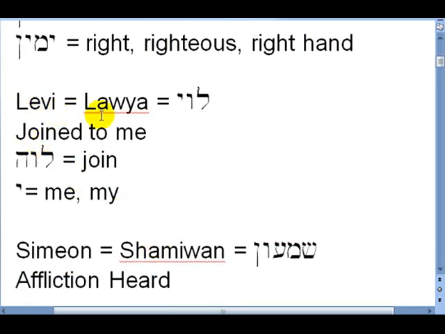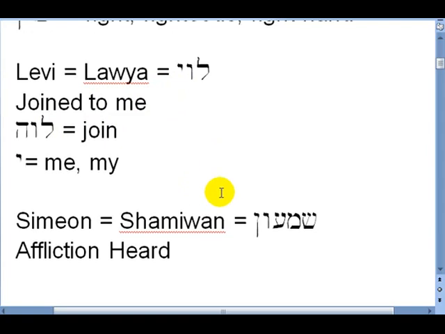Alright, Levi, Law Yah, join to me. Lawa is the way you say join, Lawa. And then the Yah at the end of a word is me or my. So when you join it together, the Lawa and the Yah, it's Law Yah. Alright, so that's Levi, join to me.